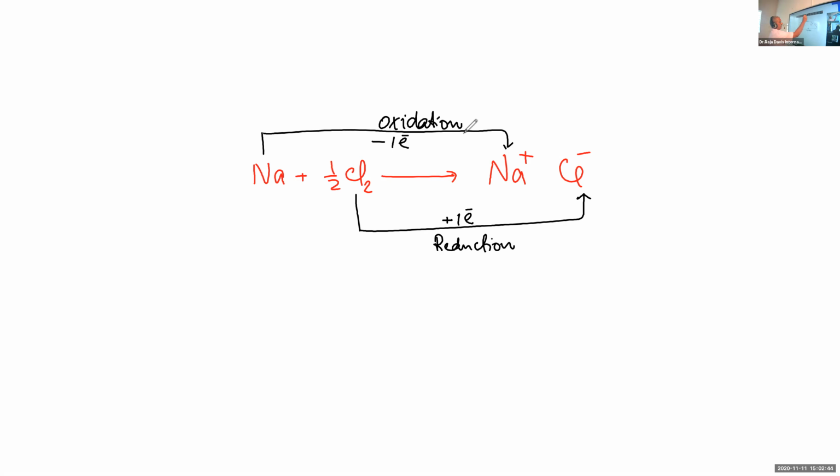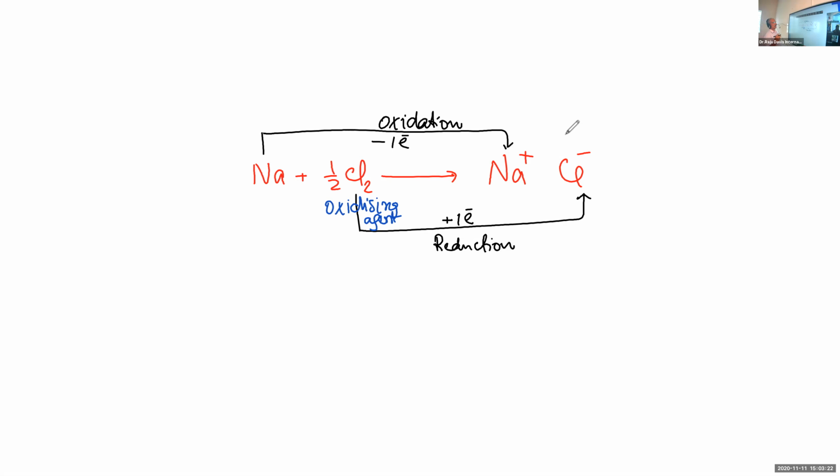Now, which is the oxidizing agent and which is the reducing agent? Oxidizing agent is electron acceptor. Which reactant is accepting electron? Chlorine is accepting electron. So chlorine is the oxidizing agent. Say oxidizing agent gets reduced.